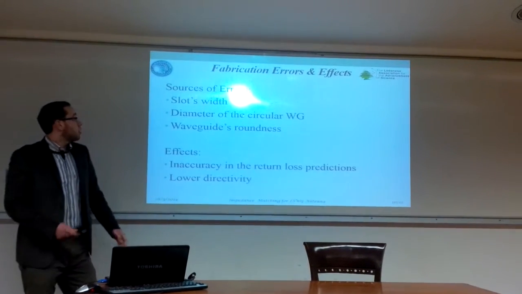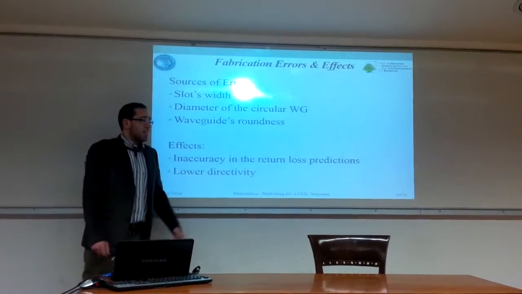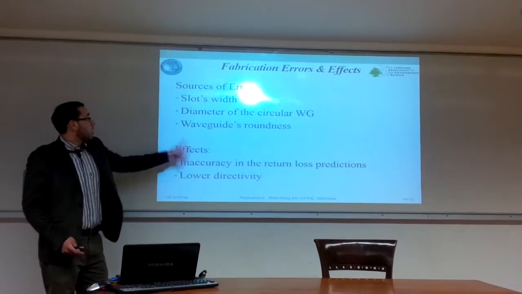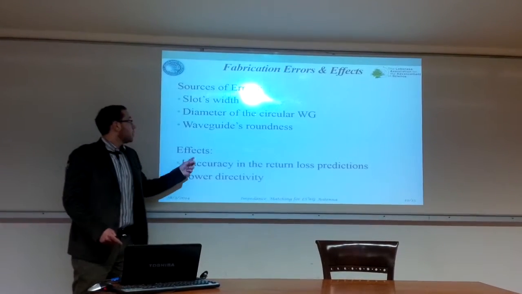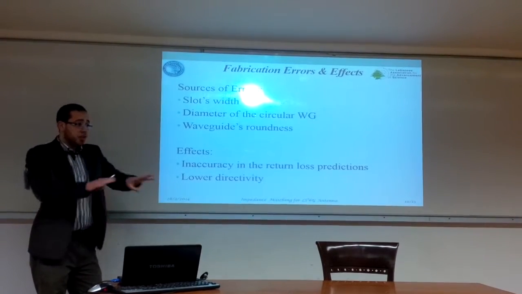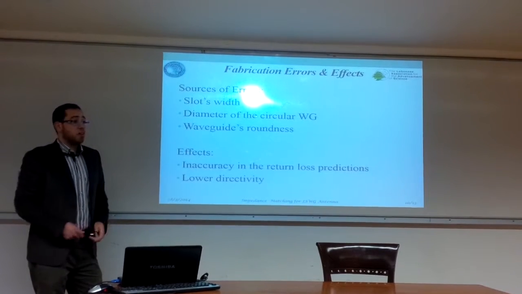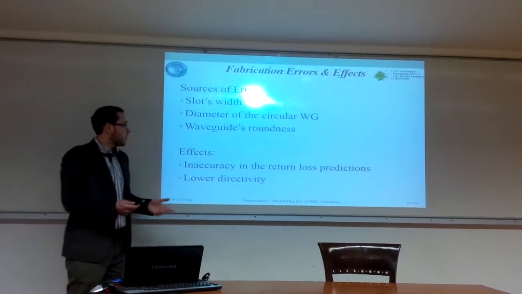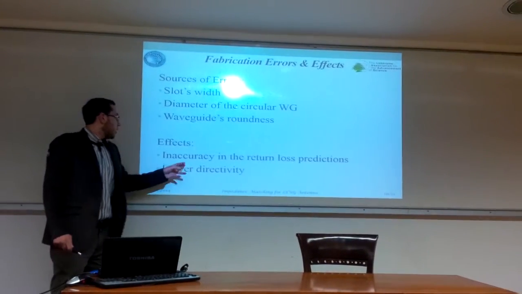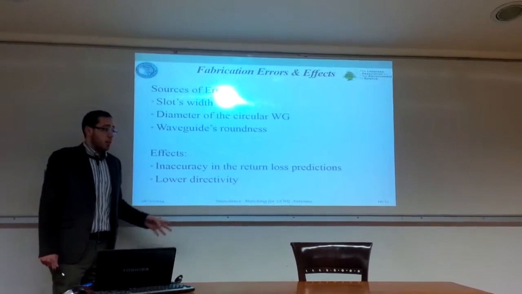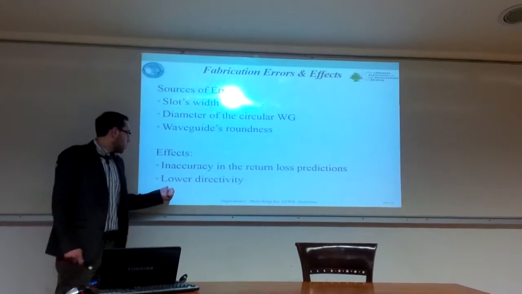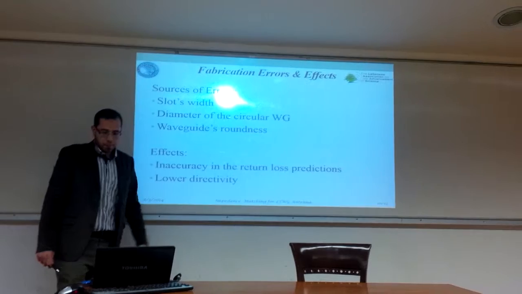The second error was the diameter of the circular waveguide. Instead of being 8, when we encircled it, it became almost 9. The third error was the roundness of the waveguide. We have a copper tablet and we encircle it to become a waveguide. It is not 100% circular, so this will affect the characteristics of our antenna. The effects were inaccuracy in the return loss predictions. Instead of minus 33, we had another return loss that will be shown after a while, and lower directivity.